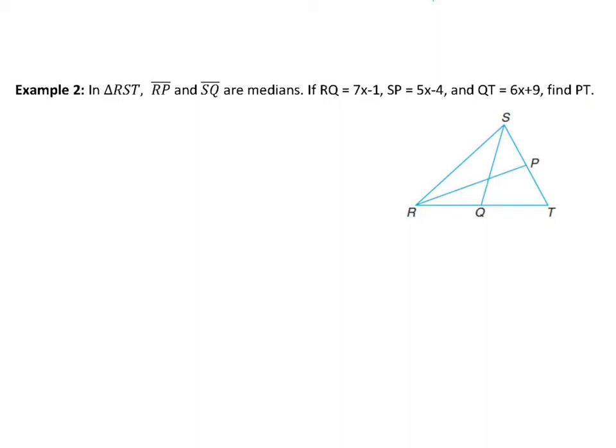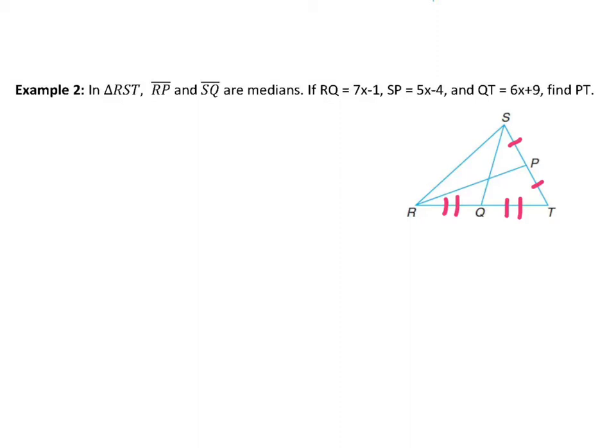So here we have an example which will require a multi-step process. Remember, when possible, let's indicate the given information in the given diagram. Now, since RP is a median, we know that the length of SP will be equal to the length of PT. Likewise, since SQ is a median, it's going to intersect segment RT at its midpoint. Therefore, RQ is equal to QT.